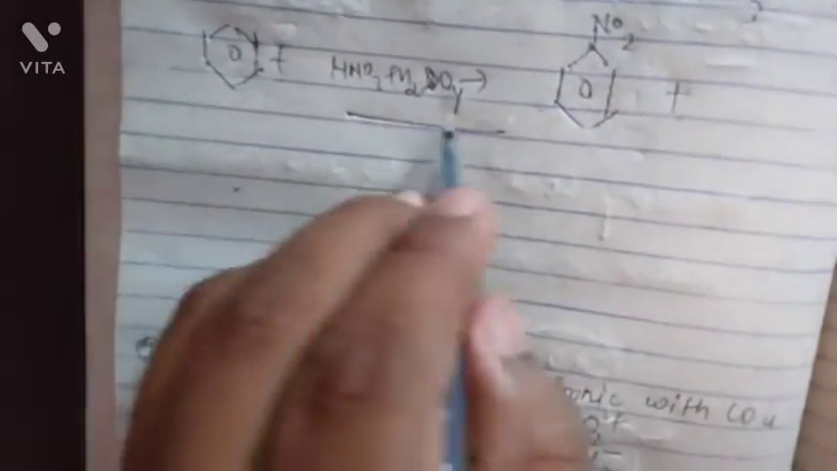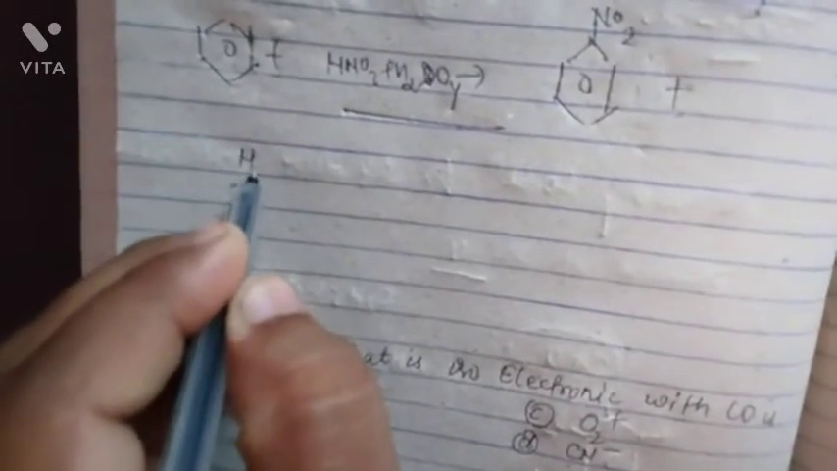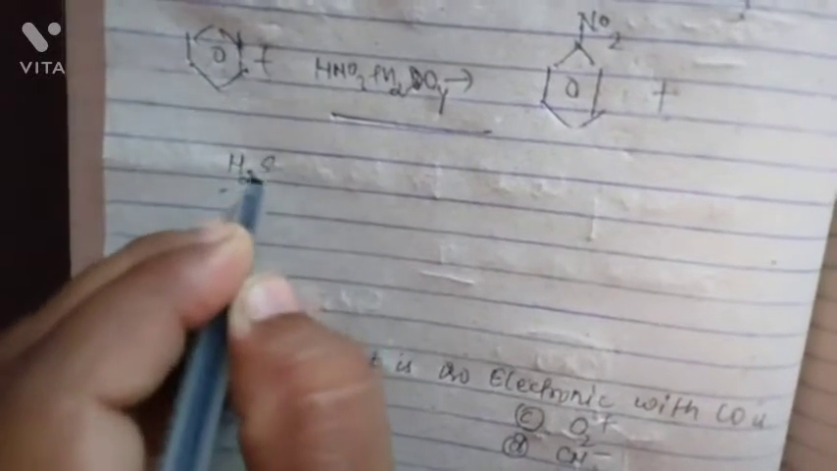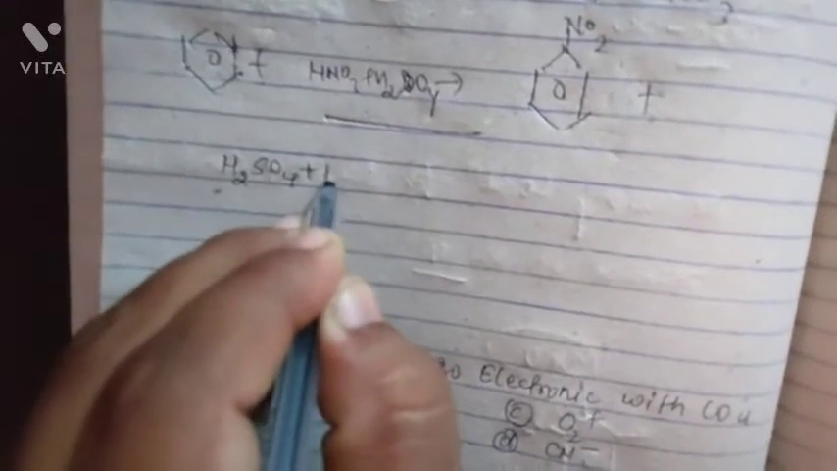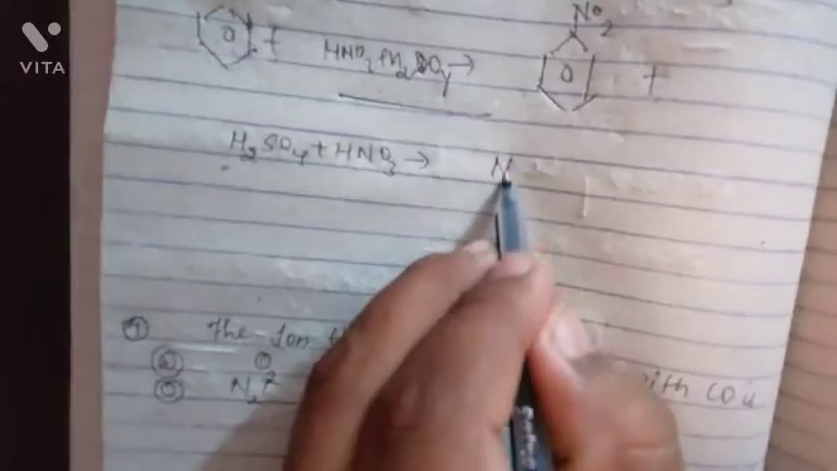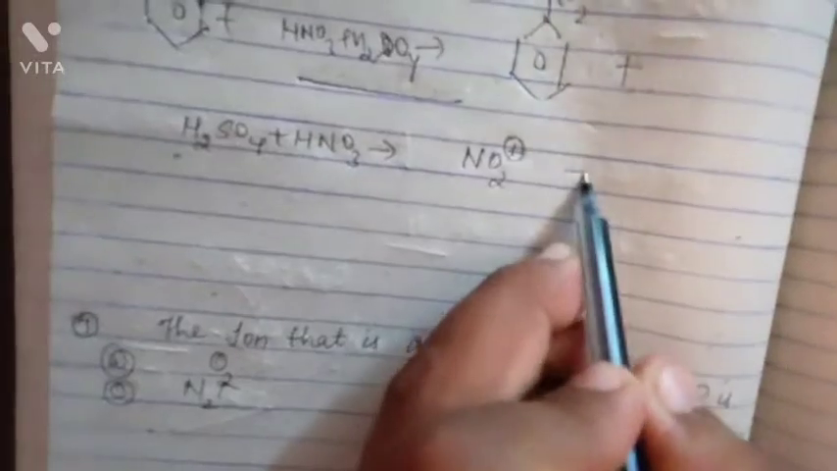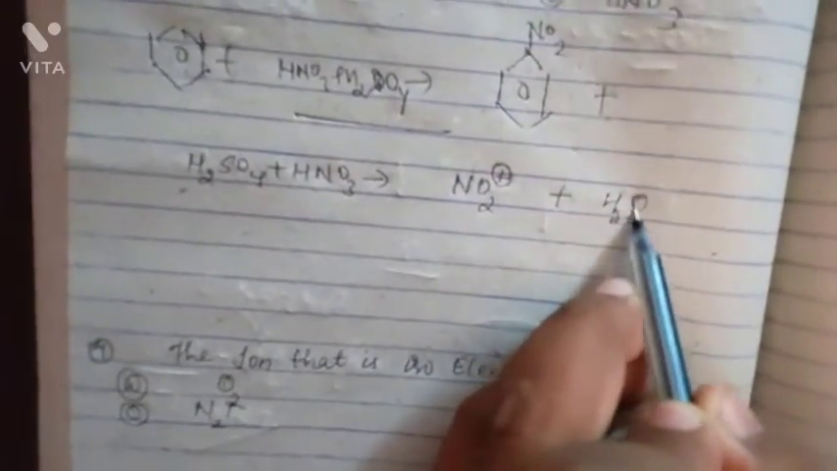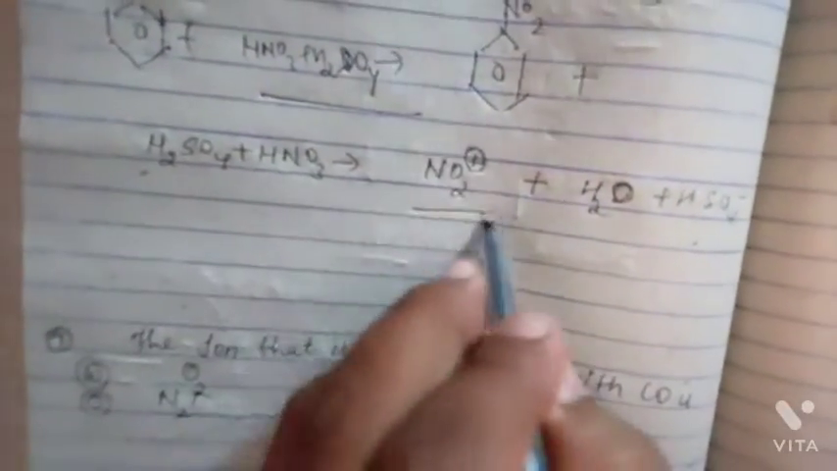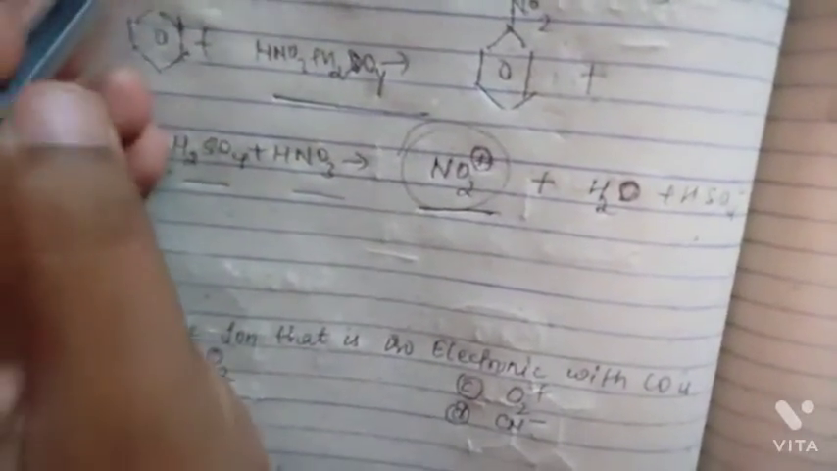So how does this nitro group come across? When this nitrating mixture of H2SO4 and HNO3 reacts, it forms NO2 positive, which is an electrophile, that means generation of the electrophile is here, along with H2O and HSO4 minus. So NO2 plus is formed with the help of the nitrating mixture. The active species in the nitration of benzene, that is going to react, will be NO2 plus. So the right answer is A.